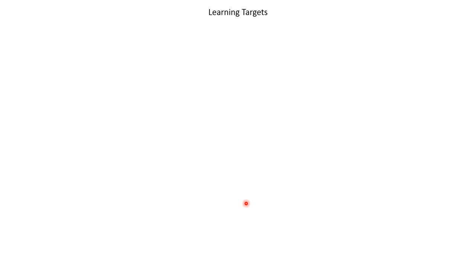And by learning targets, I mean learning target. The title of this section was Solving Rational Equations and Inequalities. The learning target: I can solve rational equations and inequalities. Brilliant. So, how to solve them?